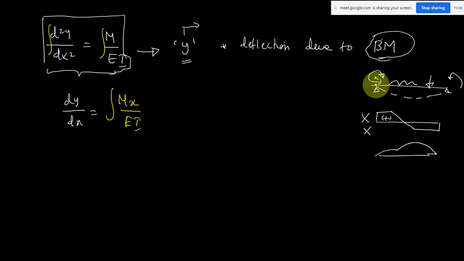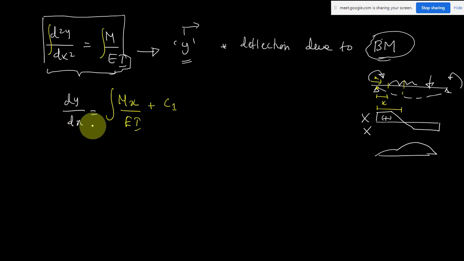Okay, so the moment M is a function of x, because if you vary x, where this is the origin 0 and you take some point, this is the x, you get different sections. As you move along the span, the moment varies, so the moment will be a function of x. So dy by dx will become the integral of Mx by EI, and once you do the integration there will be a constant of integration.